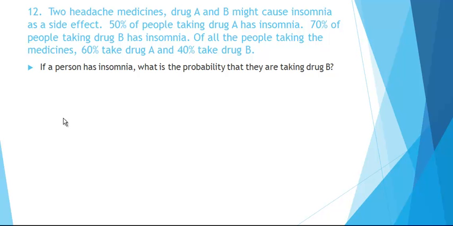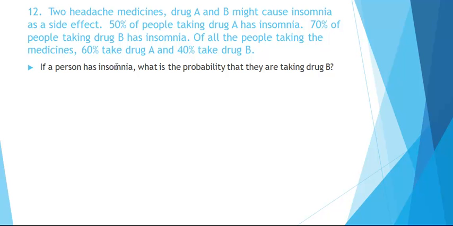So, okay. This one, let me see. Since we're running out of time, I'm going to go ahead and do this one. There are a number of ways to do it, but what I'd like to do is a tree diagram because it makes sense, especially for visual learners. We have these 2 headache medicines, and that might cause insomnia, and 50% of the people who take drug A have insomnia, and 70% taking drug B have insomnia.